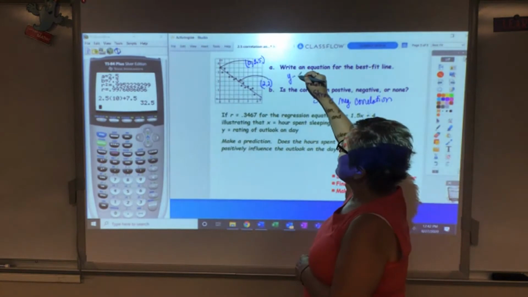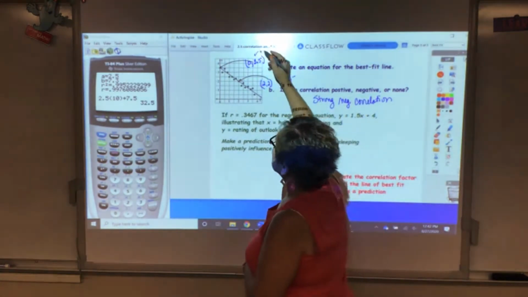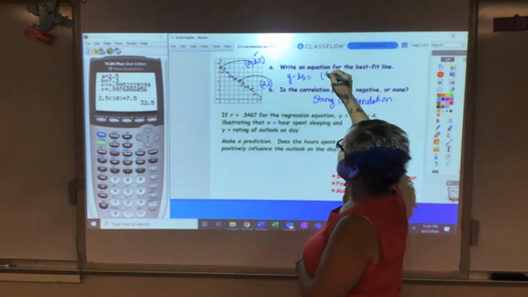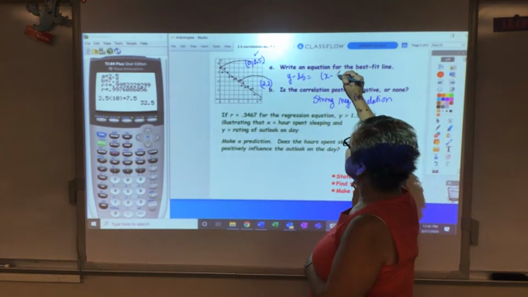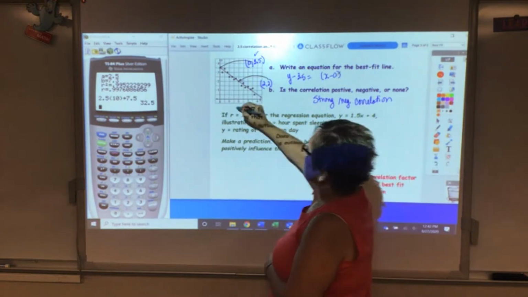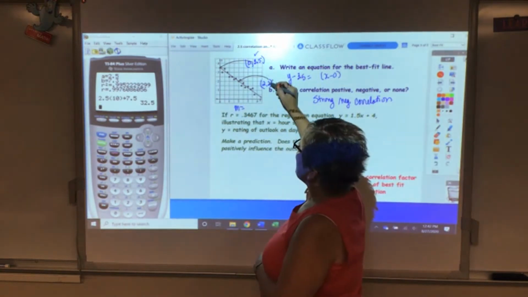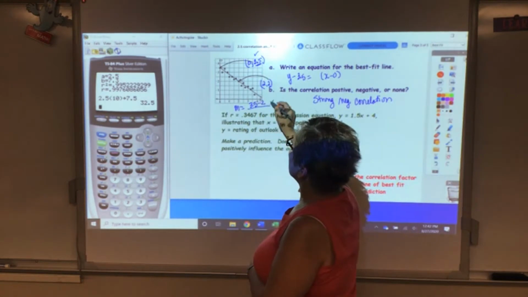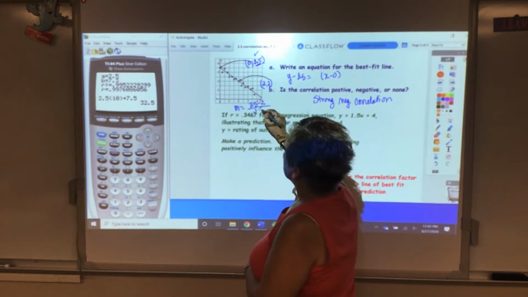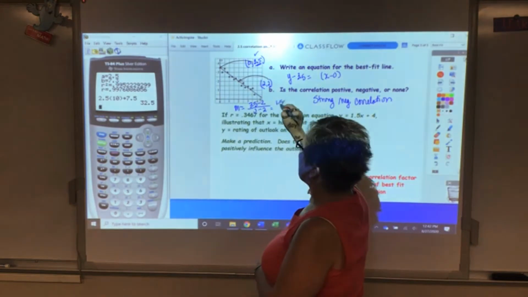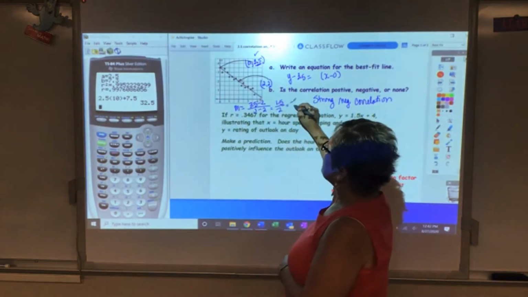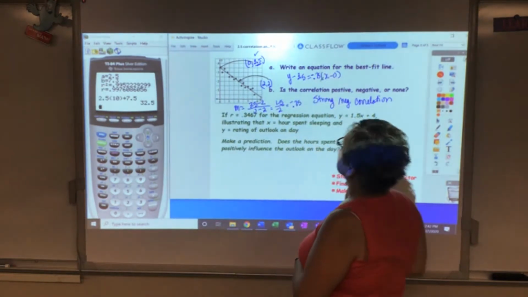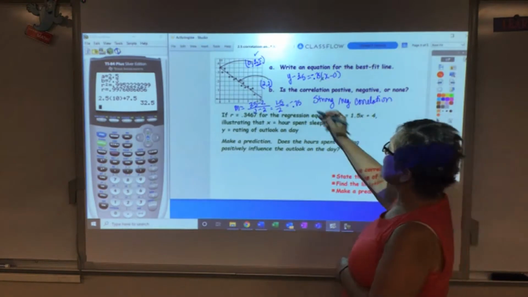y minus y sub 1, and use this point, which is 3.5, equals slope, which I haven't figured out, times x minus x sub 1, which is 0. So to calculate my slope, change in y's, 3.5 minus 2 over 0 minus 2. That gives me 1.5 over negative 2, which gives me a negative 0.75. So negative 0.75x.